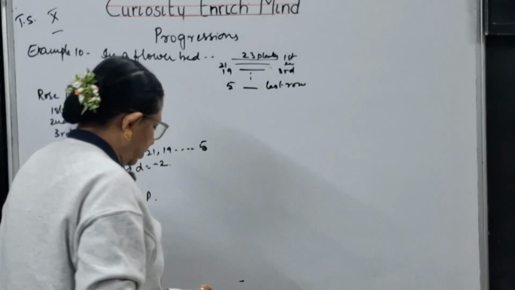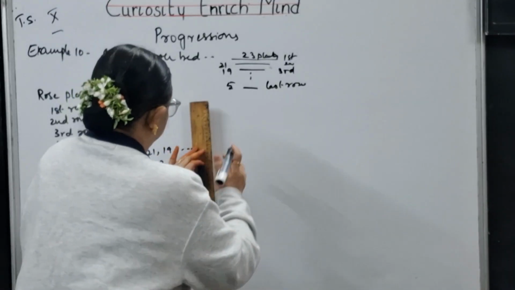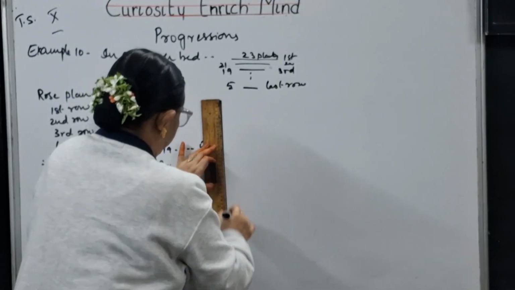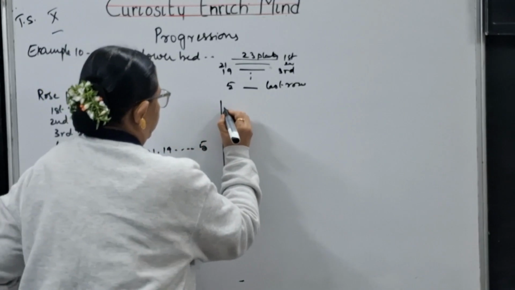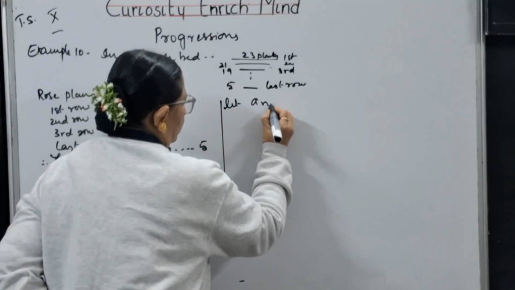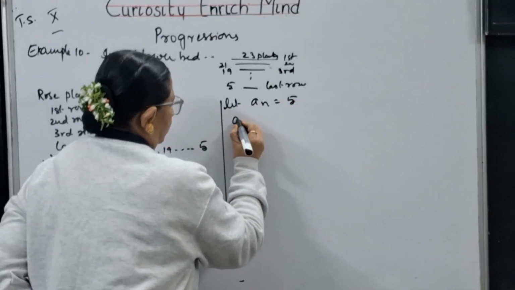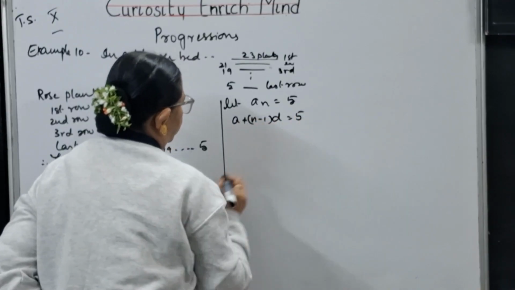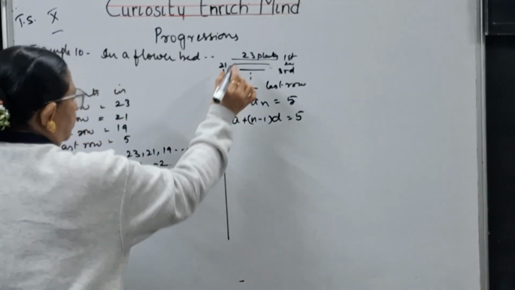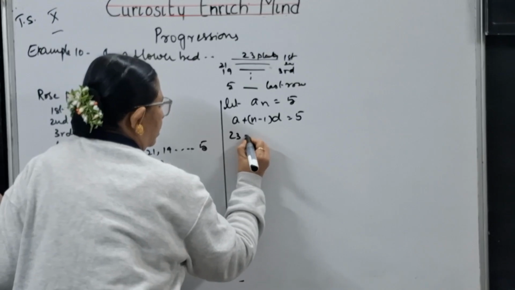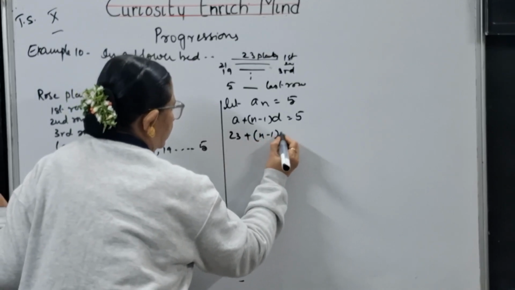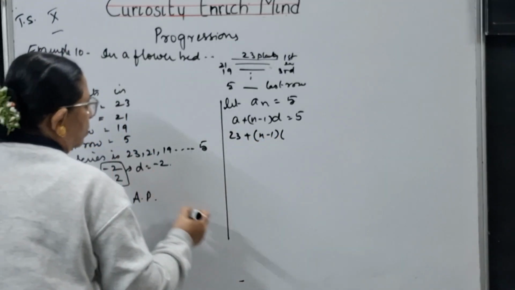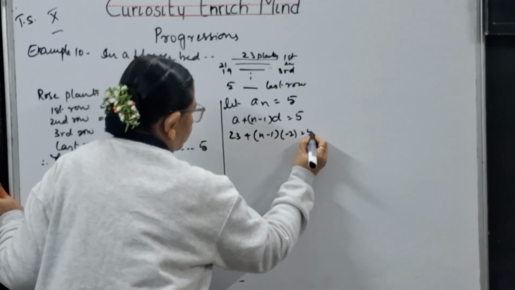Now, what is this fifth term? They are asking how many rows are there. So let us find. Let a_n is equal to 5. That is a plus (n minus 1) into d is equal to 5. a is the first row. First row is 23 plus (n minus 1) into common difference we have got, minus 2, is equal to 5.